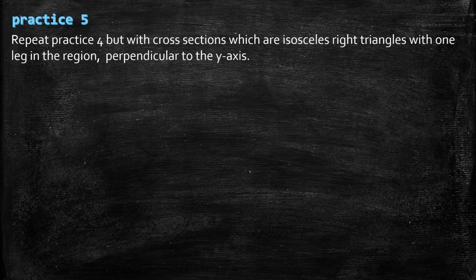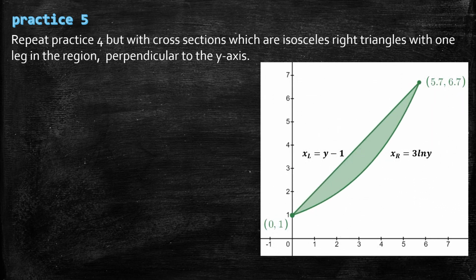And for our last practice problem, we were going to repeat practice 4, but this time with cross-sections that are isosceles right triangles, with one leg in the region and perpendicular to the y-axis again. So we didn't actually treat this situation before, but it's really important to be able to deal with any figure that they kind of throw at you, say on the AP exam. So isosceles right triangles, so that's why it's so important to be able to sketch the cross-section. So the leg of the isosceles right triangle has to be perpendicular to the y-axis and in the region.